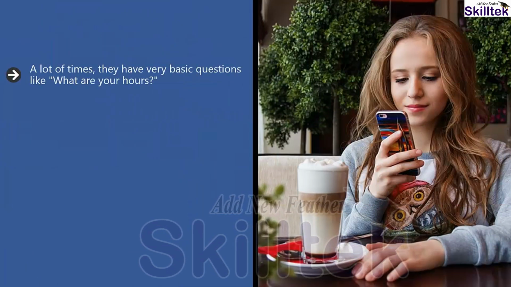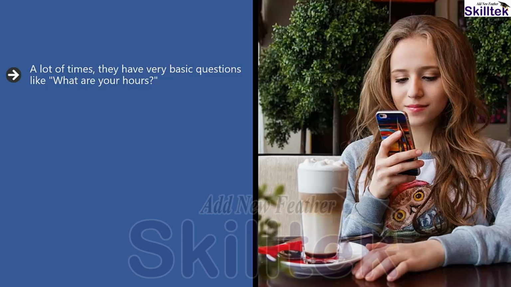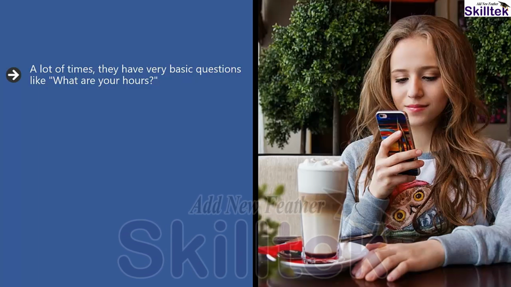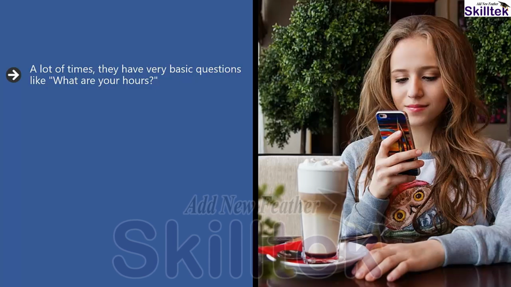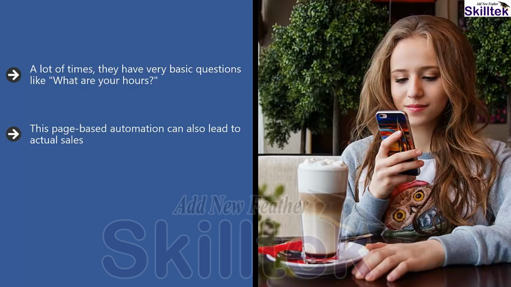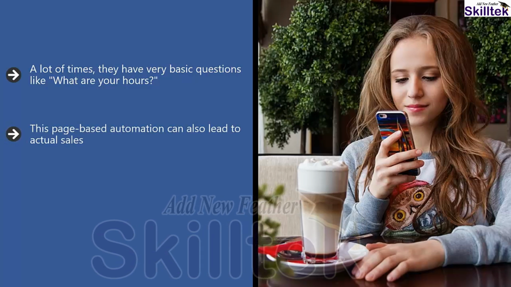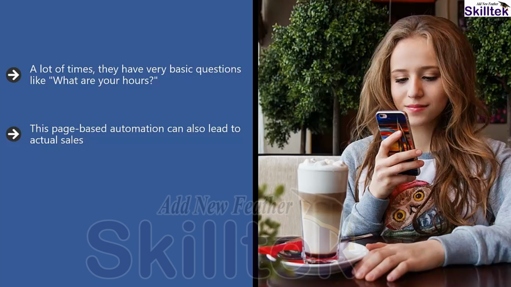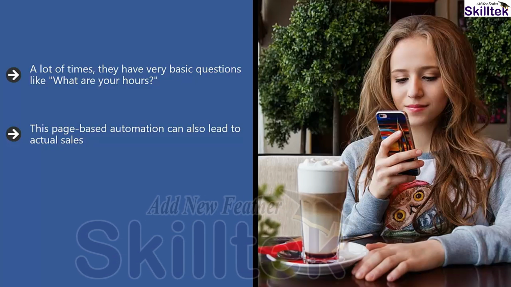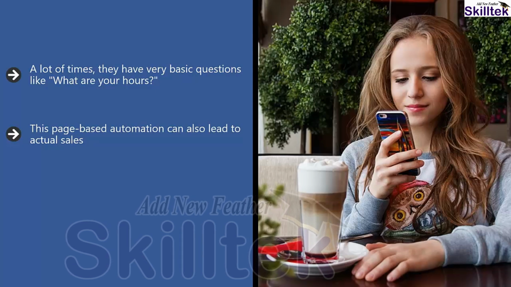A lot of times, they have very basic questions like, what are your hours? Do you have certain things in stock? Do you have a tracking code? What is the status of my order? That kind of thing. This saves you a tremendous amount of time and money as far as customer support goes. This page-based automation can also lead to actual sales. When somebody leaves a comment on your product listings on your page, you can respond with the available options for a product. They can then select a product and close the deal right in Messenger.